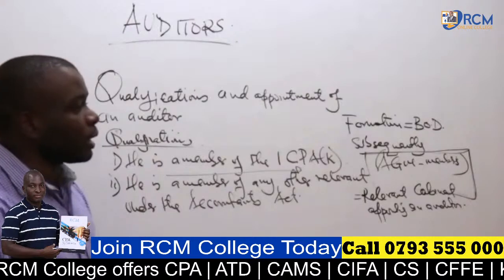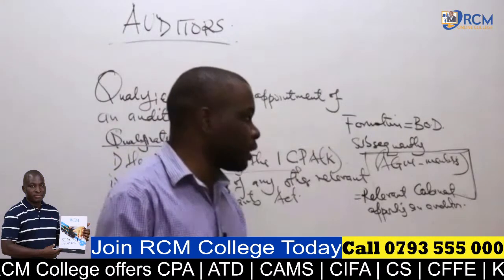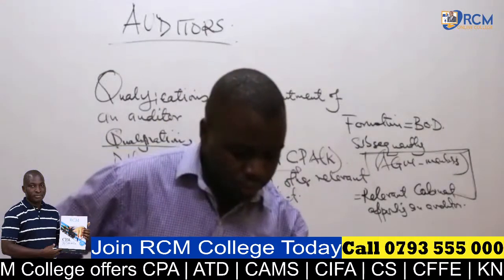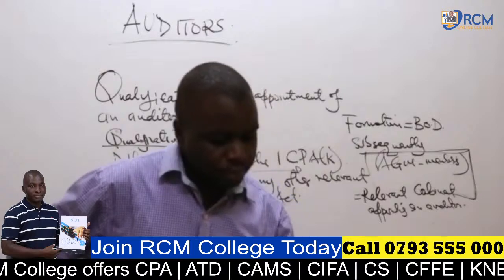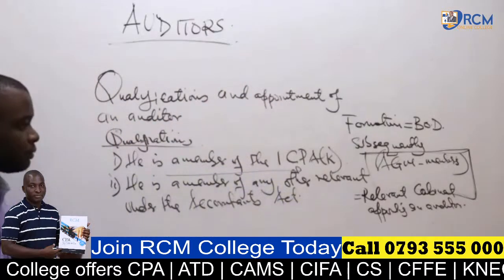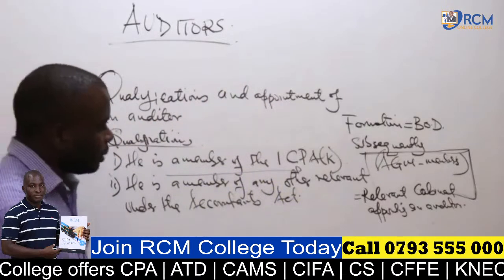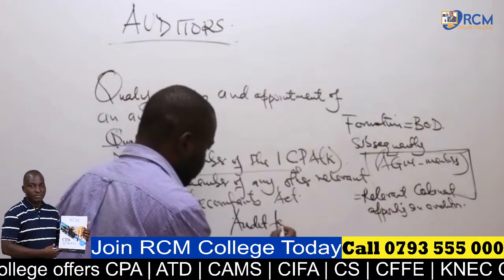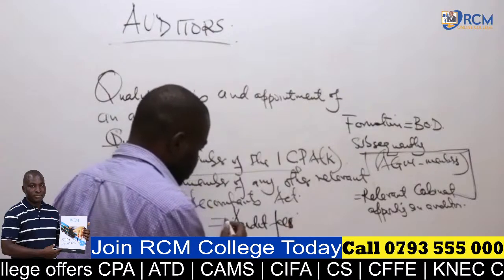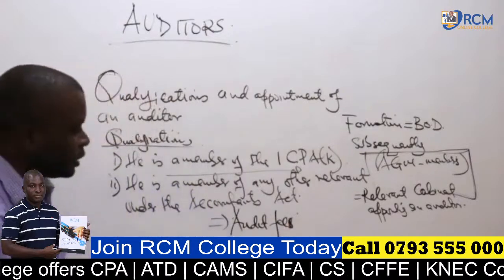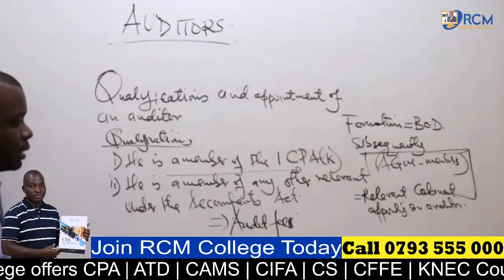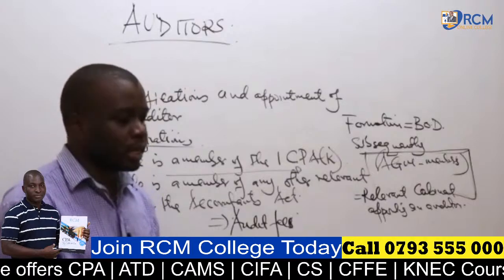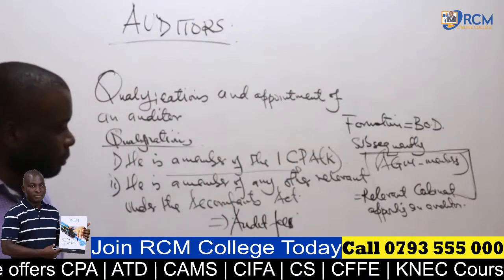So this remuneration could come in different forms. They could decide to pay him a salary, or they could decide to pay him a certain amount. The remuneration of this auditor will come in different ways. For example, they could pay what is known as audit fees. It could also come in terms of reimbursement of expenses incurred by the auditor while carrying out the audit work. So they could reimburse him certain expenses.